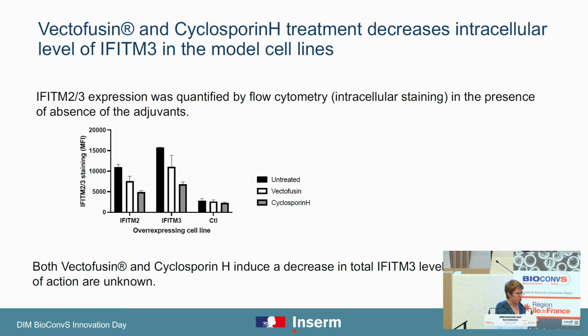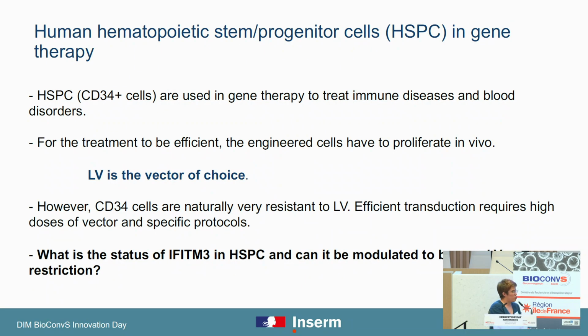By intracellular staining, we showed that putting this adjuvant on the cells leads to a decrease in the total staining of IFITM3. So we don't know by which mechanism exactly, but these adjuvants are able to decrease the amount of IFITM3 within the cell. How does it relate to gene therapy?